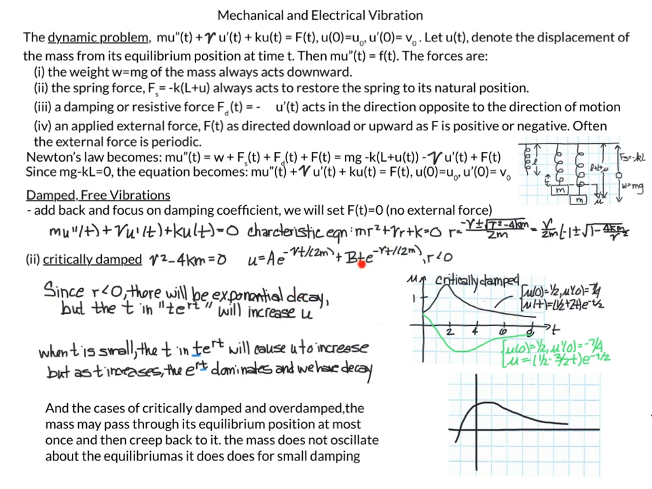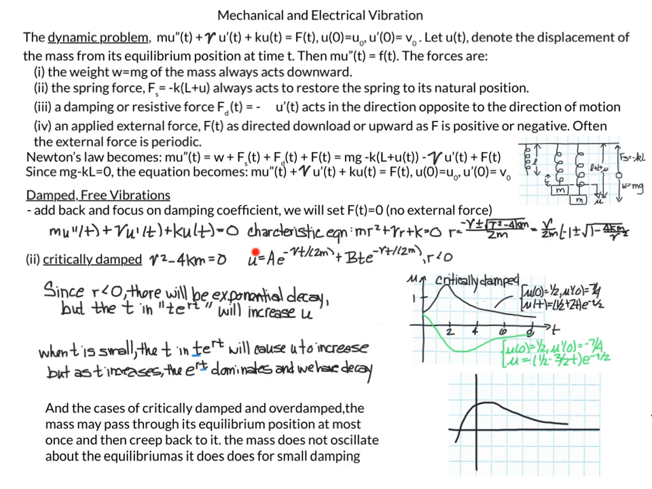So there's going to be an exponential decay. But the t in the t e to the rt term will increase u for a little while, which is why we get this little increase. When t is small, the t in t e to the rt will cause u to increase, but as t increases, the e to the rt, the decay part, will dominate, and then we'll start to get a decay. Again, as in the case of overdamped, the mass may pass through its equilibrium position once. It overshoots a little bit, and then it decays back down. The mass does not oscillate.